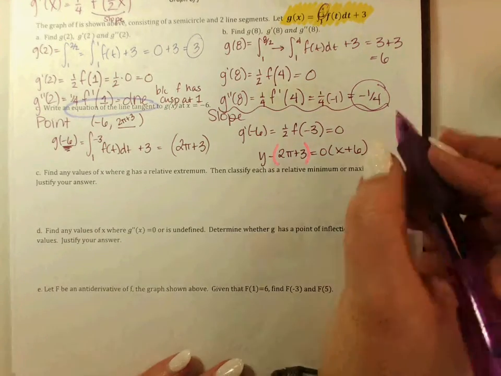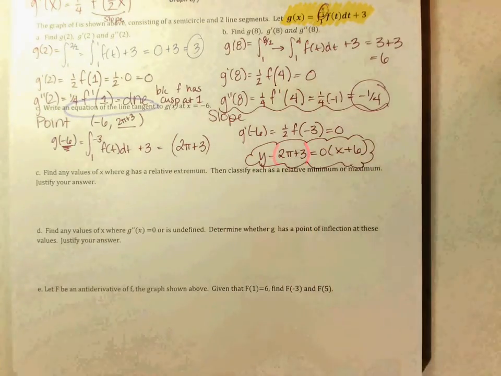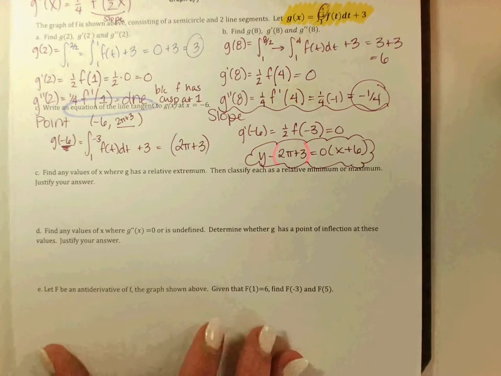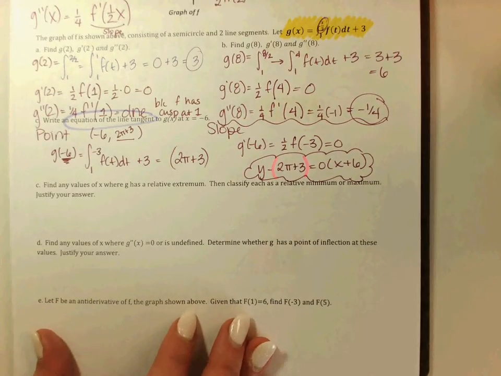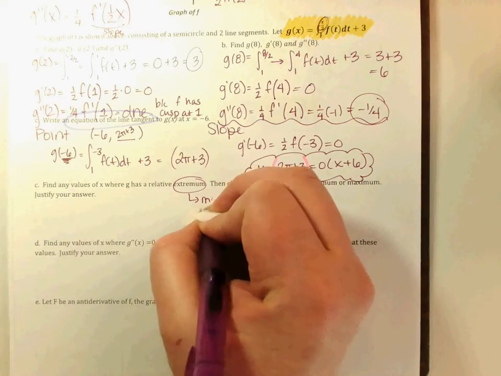Now, the other class was like, can I just put 0 on the other side? Sure. Okay, you don't have to put the x plus 6 because you know multiplying by 0, it will cancel it out. Okay? Alright, C is where it gets a little bit tricky, but we can do it. Okay, we want relative extremums. Okay, remember that means mins and maxes.